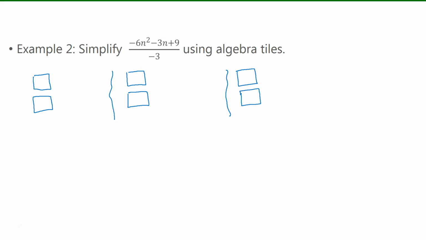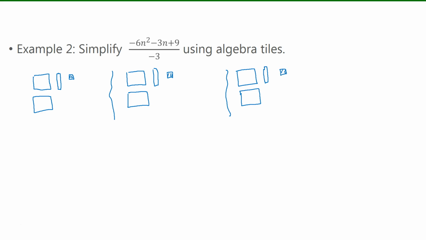Now I have 3 negative n's. So I'm going to put one negative n here, one negative n here, and one negative n here. So that takes care of my 3 negative n's. Now I have plus 9. So I put a plus 1 here, and here, and here.